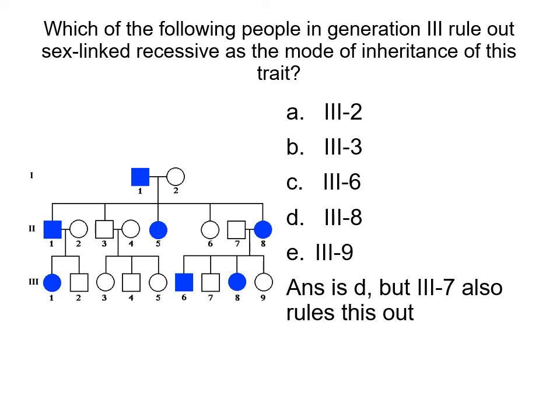Okay, so by the way, the answer is D, but 3-7 also rules it out. Because if it were sex-linked recessive, mom, who has the trait, would have 2 mutant X's, and her son would necessarily get 1 of those. So he rules it out, because if it were sex-linked recessive, he would show the trait, and he doesn't.